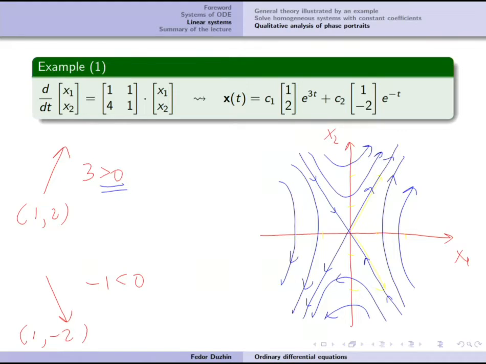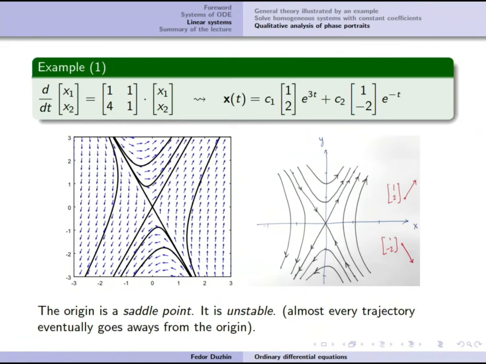And from the face portrait, we see that most solution curves are kind of hyperbolic-ish looking curves that first approach the origin, but then go away from the origin. And then there are two eigenvectors, and along them, one of them approaches the origin, the other one goes away from the origin. And here is the actual plot.